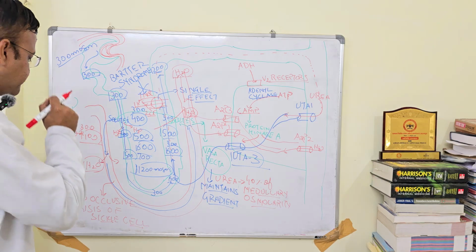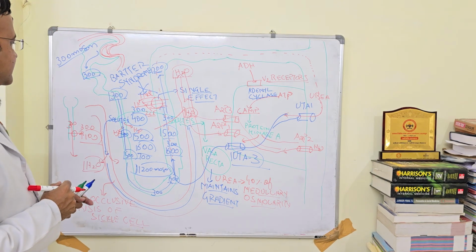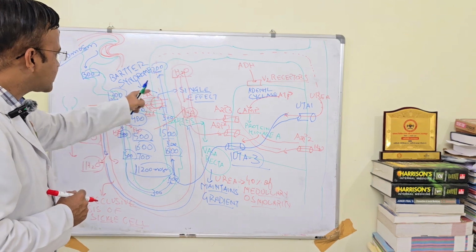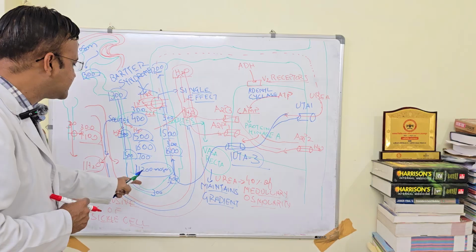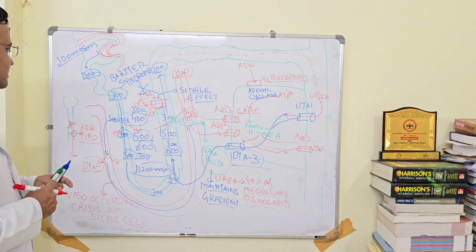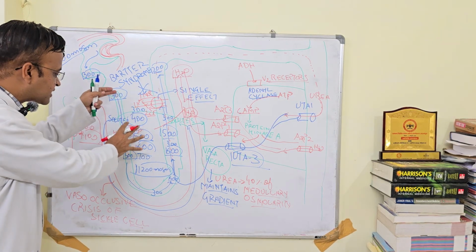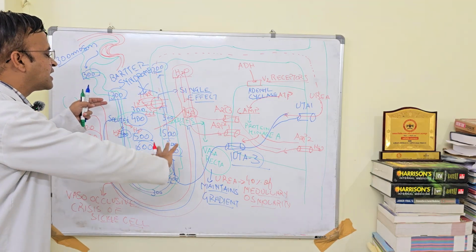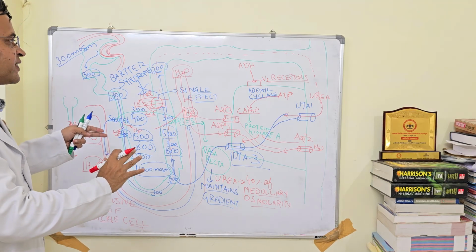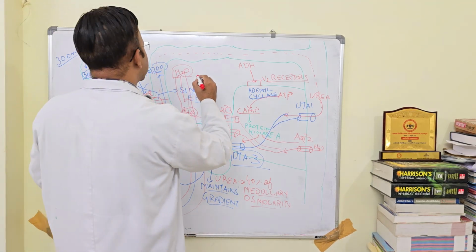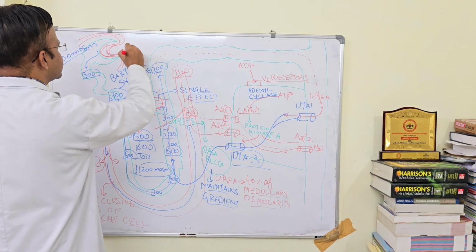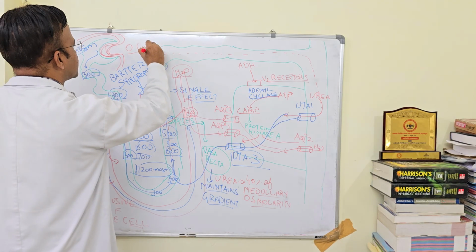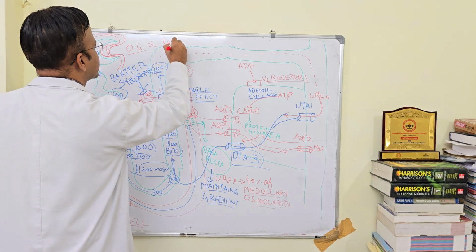Okay. Now, what else can go wrong over here? Let's first see what the things are that are affecting this concentration mechanism. First thing is that the longer the loop of Henle, the greater the osmotic gradient. So we can safely say that, in short form, osmotic gradient is directly proportional to the length of the loop of Henle.